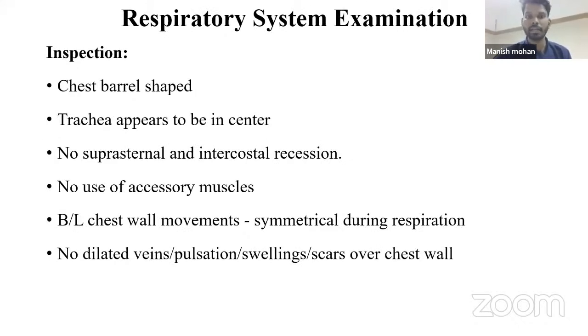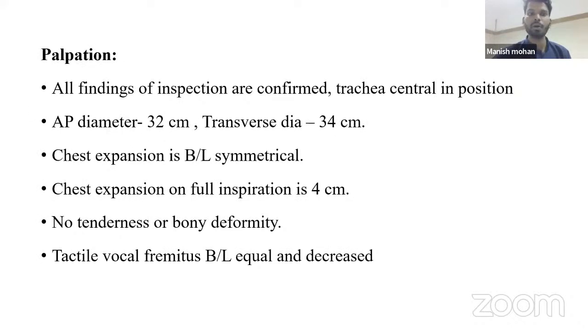Coming to the respiratory system examination, his chest was barrel-shaped. Trachea appeared to be central in position. There was no suprasternal or intercostal recession, nor use of accessory muscles of respiration. Bilateral chest movement was symmetrical during respiration, and there were no dilated veins, pulsations, swellings, or scars over the chest region. Palpatory findings: all findings of inspection were confirmed, and trachea position was central.